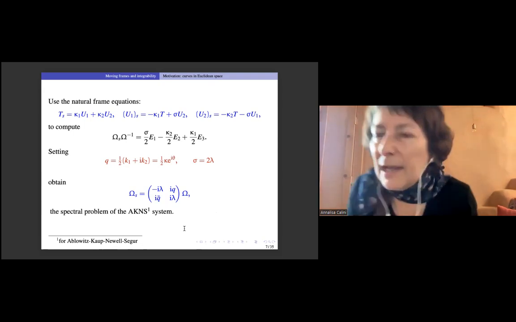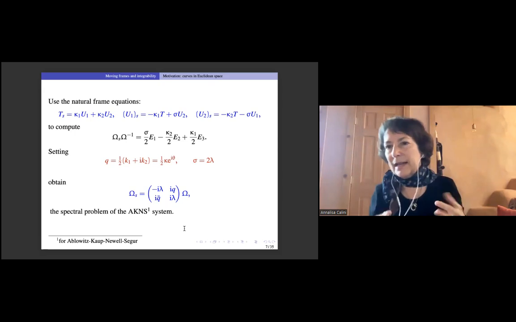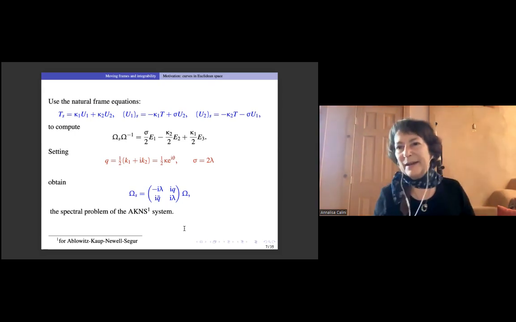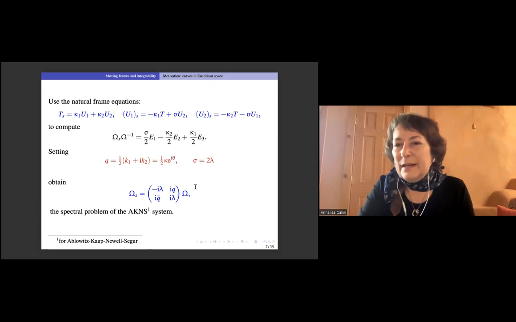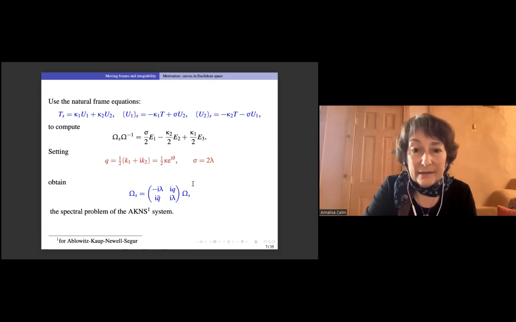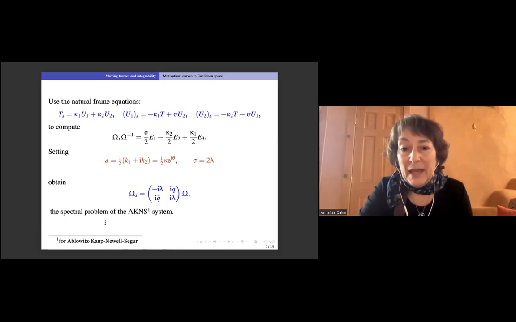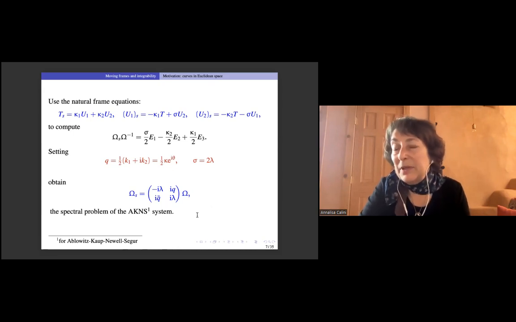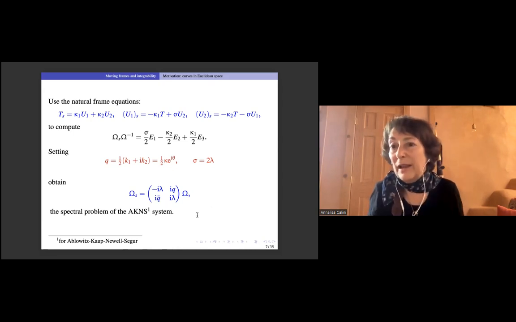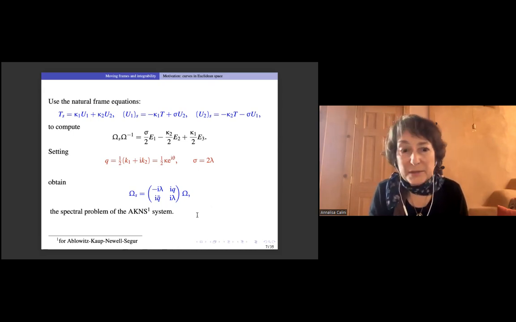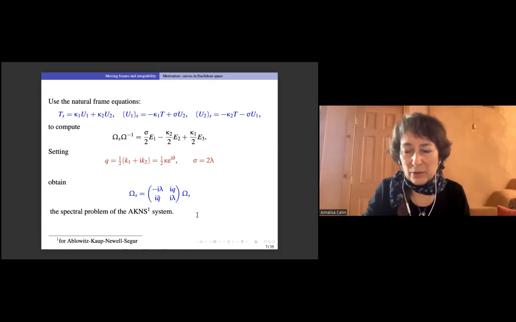Okay, so in a nutshell, what are we doing here? We have constructed a moving frame that essentially gives you the encoding of a famous spectral problem of an integrable PDE. And this AKNS system, conversely, can be interpreted pretty much as the natural frame system for a curve in Euclidean space. So there is the geometric connection.